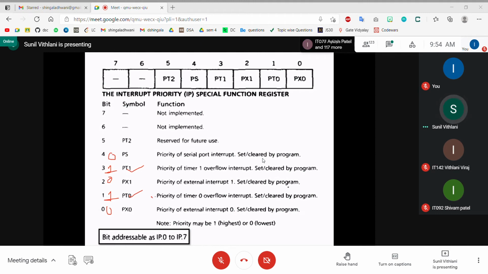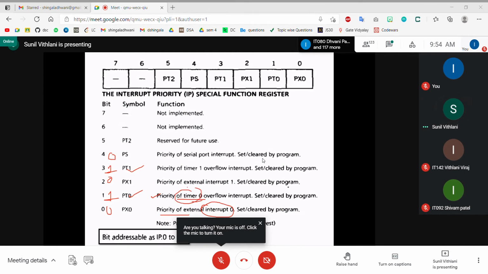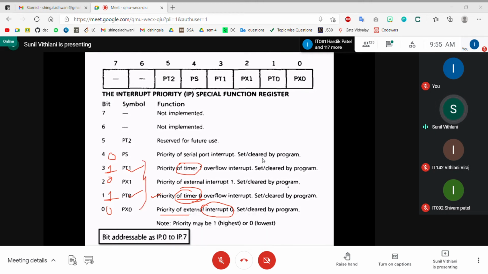External interrupt 0 by default has the higher priority. Now we are assigning higher priority to timer 0 and timer 1. So these two you are now assigning higher priority as compared to the rest of the 3.